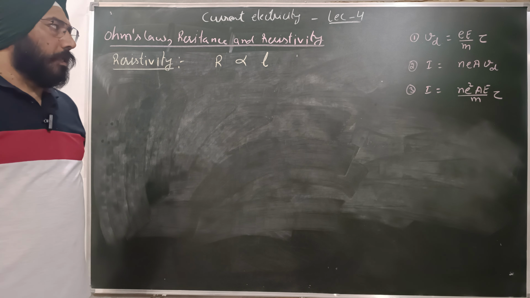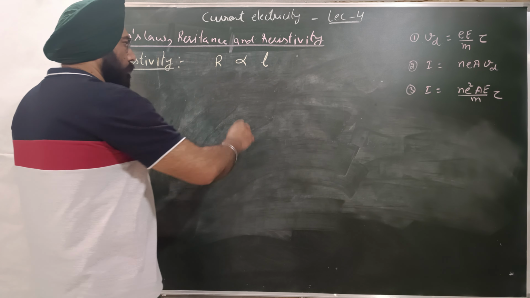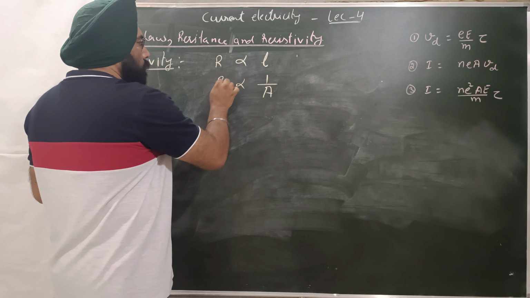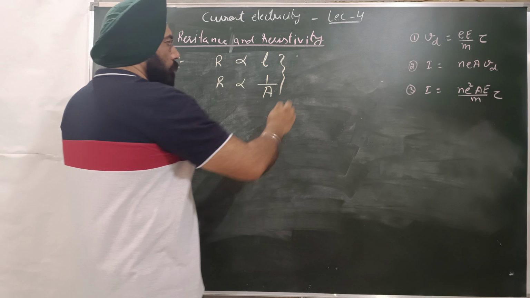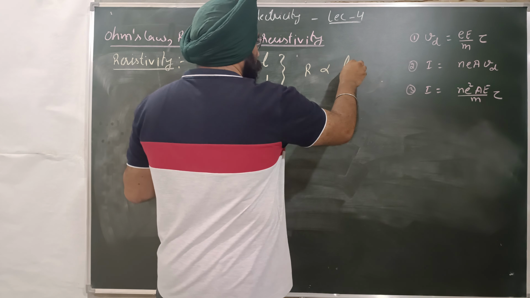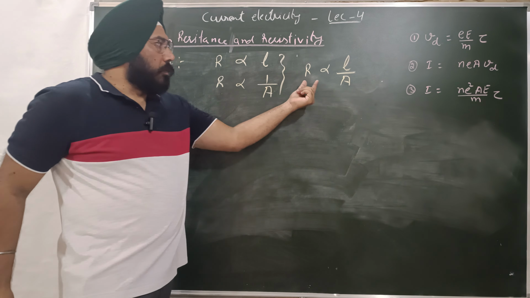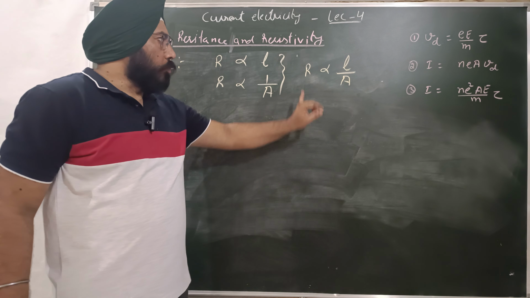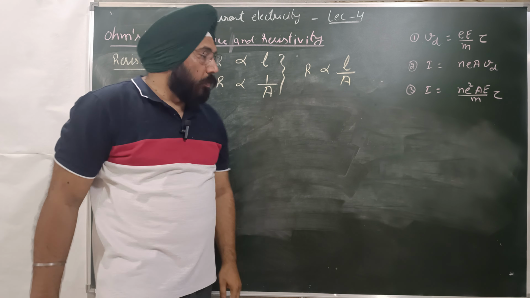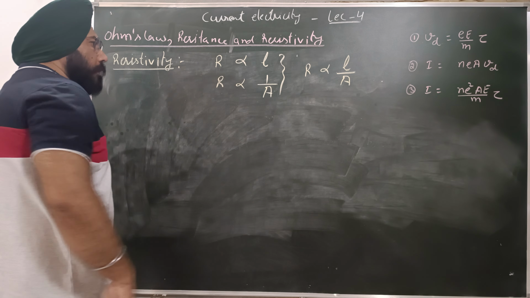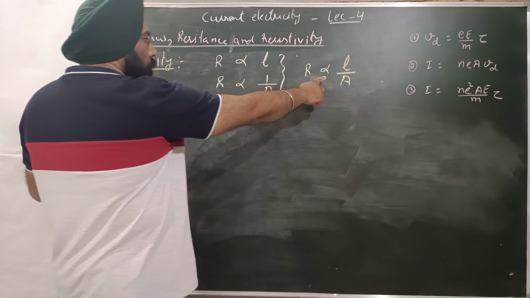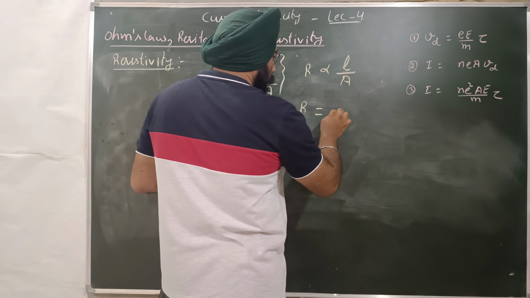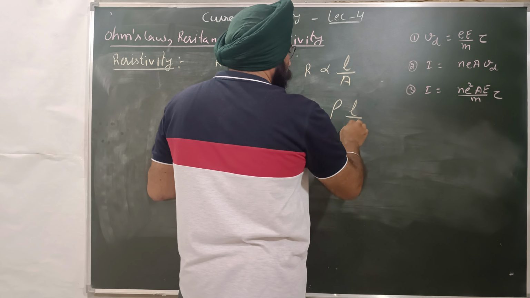The resistance of a conductor is directly proportional to the length of the conductor and inversely proportional to the area of cross section. If I combine these two things, what I will get is R is directly proportional to L over A. So the resistance depends on the dimensions of the conductor through which the current is flowing. Now if I want to remove this proportionality, I will have to use a constant. So R is equal to rho L over A.